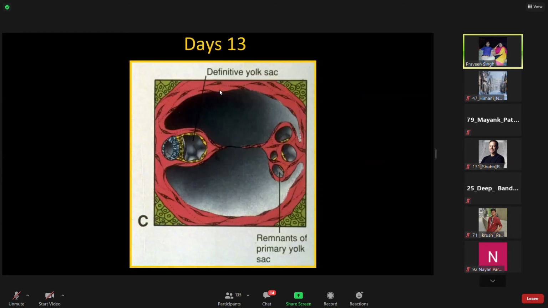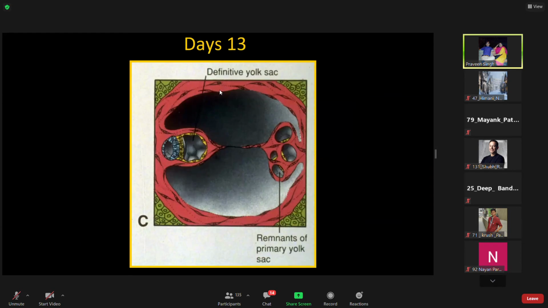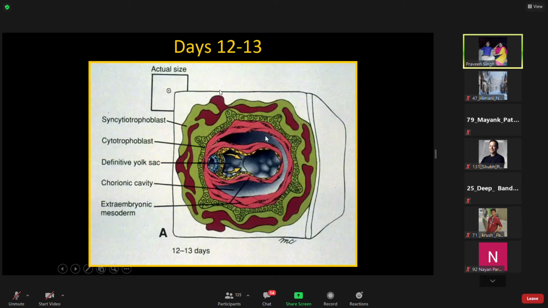And then if you see, this is definitive yolk sac. Not only definitive yolk sac, but also in the extra-embryonic mesoderm, small cavities are appearing, which will be uniting and forming another cavity. And because of that, this will be extra-embryonic splanchnopleuric mesoderm. This will be extra-embryonic somatopleuric mesoderm. यहाँ भी कैविटी हो रही है, आउटसाइड में ट्रोफोब्लास्ट में भी कैविटी हो रही.